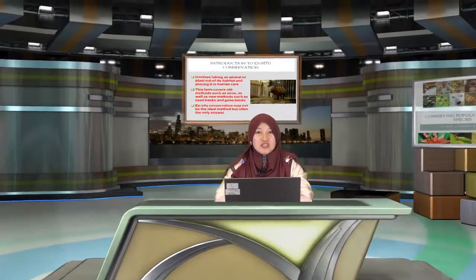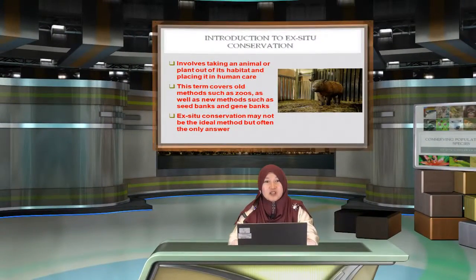Ex situ conservation involves taking an animal or plant out of its habitat and placing it in human care, meaning to say we take them out from their natural environment and put them into a captive environment, or in captivity. These terms cover all methods such as zoos, as well as new methods like seed banks and gene banks.